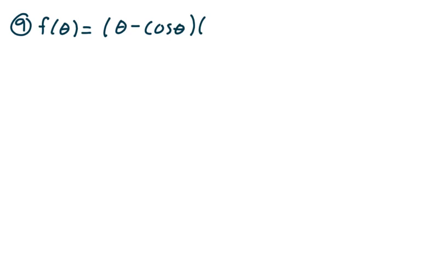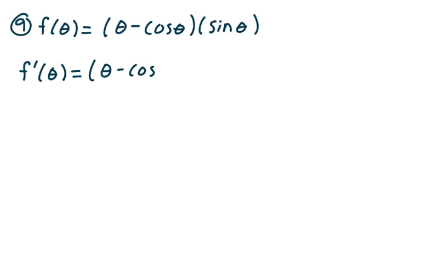On number 9, suppose f of theta is equal to theta minus cosine theta times sine theta. And I want f prime of theta. So I'm going to write down the first function, which is theta minus cosine theta. And I'm going to take the derivative of the second function. So the derivative of sine theta with respect to theta is cosine theta. And then I'm going to add sine theta.